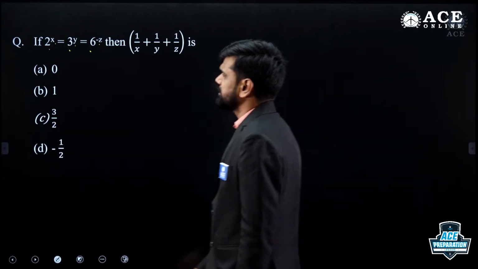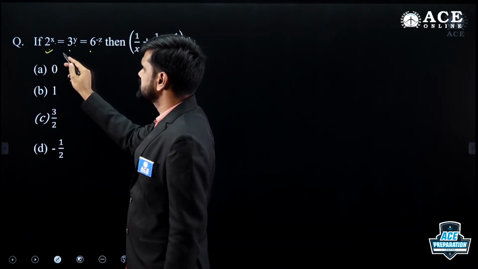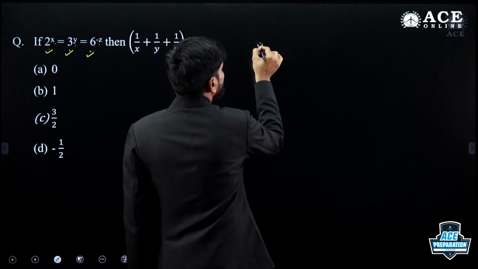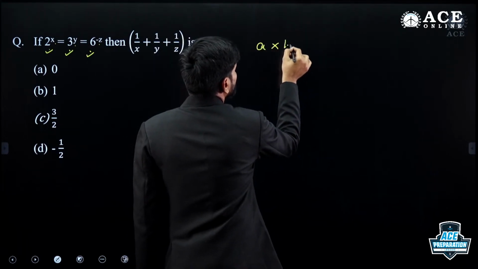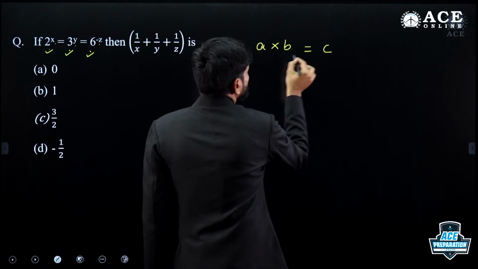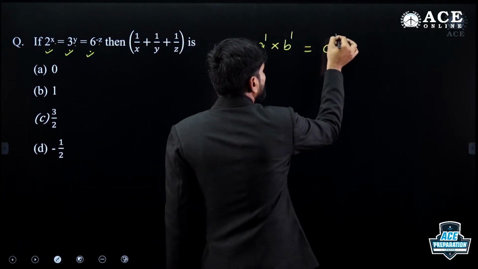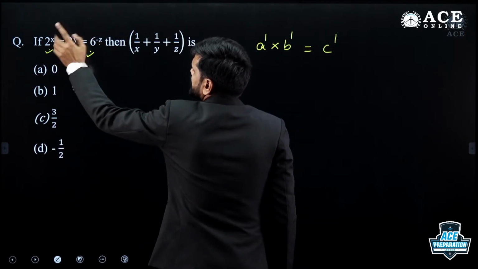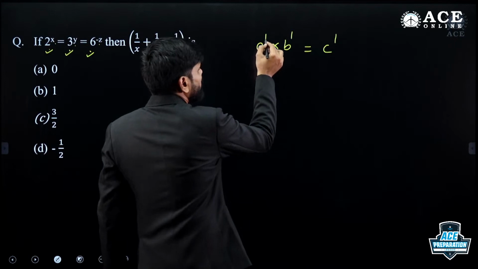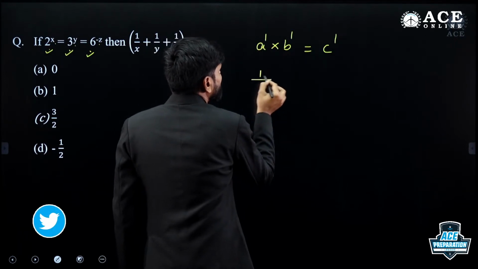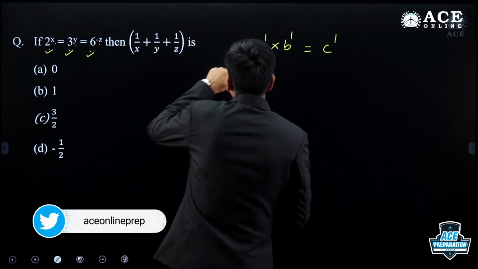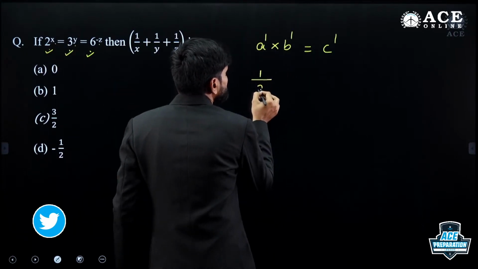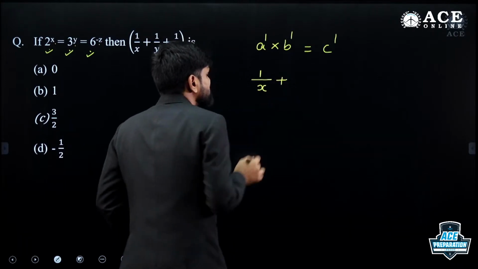If you observe it carefully, in place of A I have 2, in place of B I have 3, in place of C I have 6. Hence I can now say that it is looking like A into B is equal to C. It is as simple as A power 1 into B power 1 equal to C power 1. Focus only on A, B, C's. Keep aside the powers. So here, what should you do? 1 by, what is the power of A in the given relation? In place of A I have 2. What is the power of 2 here? X. You take it as 1 by x. You have into, so put plus here.